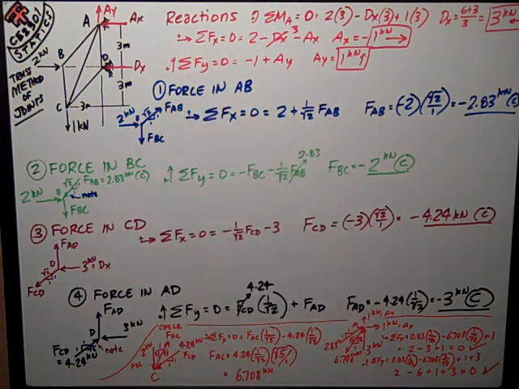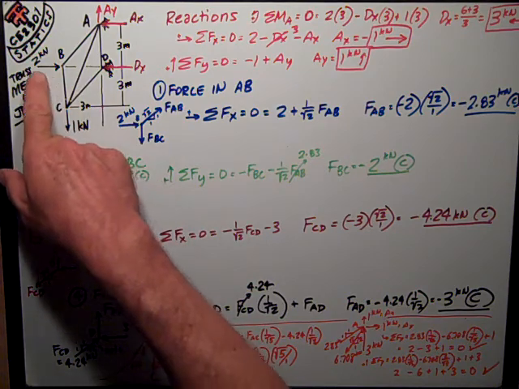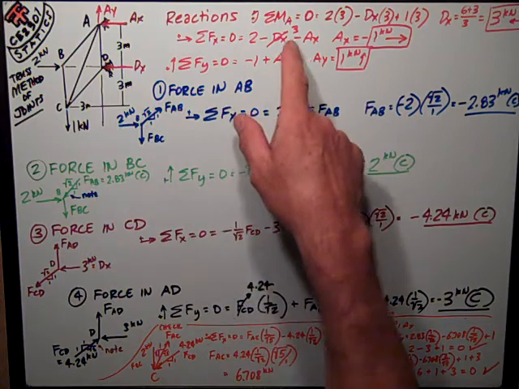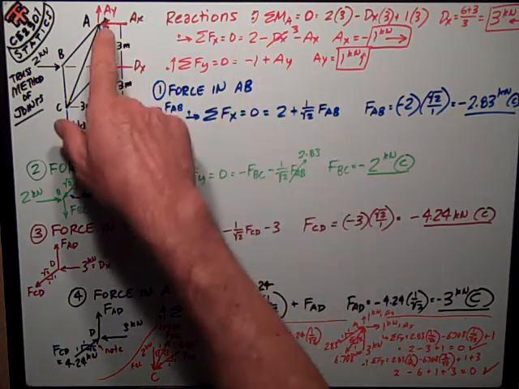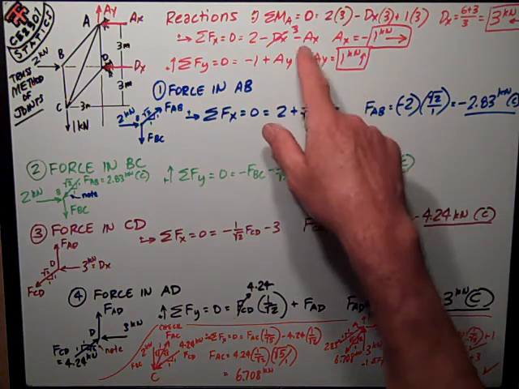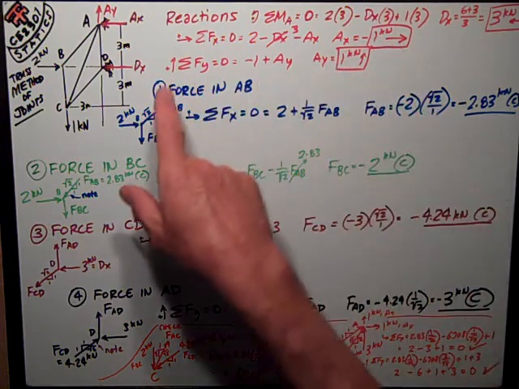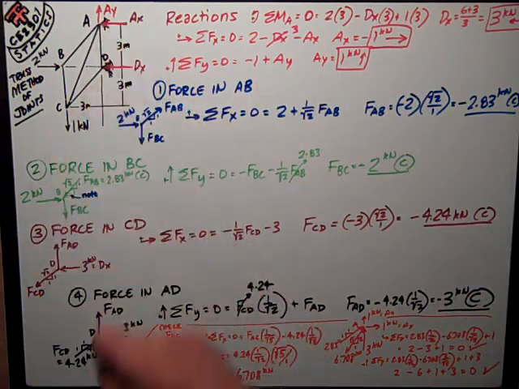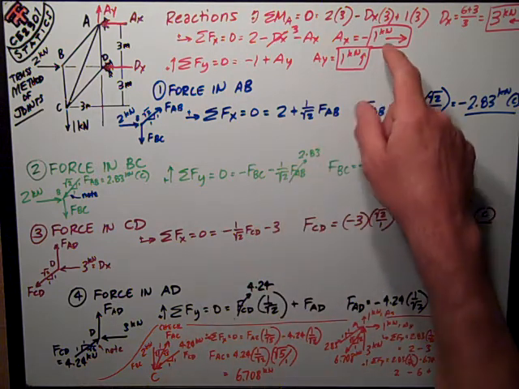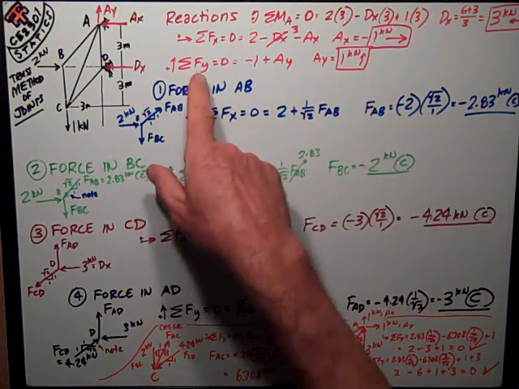Then I do a sum of forces in the x, that's equal to 0. One thing I've got in the x is this 2 kilonewton applied force, minus DX, which is 3, minus AX, because I've assumed it to the left. So AX, I should have said AX. Anyway, AX is equal to negative 1 kilonewton, meaning it's the opposite of what I assumed, and so it's really to the right. You need to take that into account as I do other calculations on here.